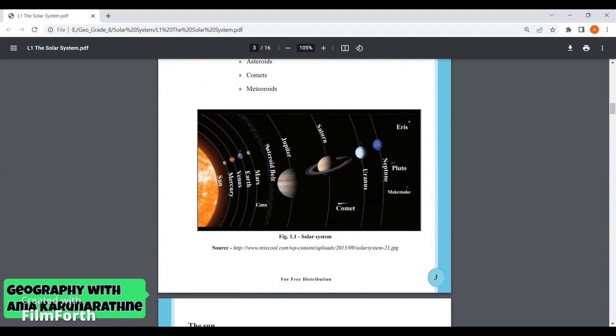They are different. They could be smaller or bigger in size. Some of the asteroids are even bigger than Earth.